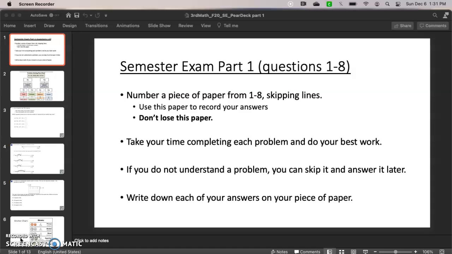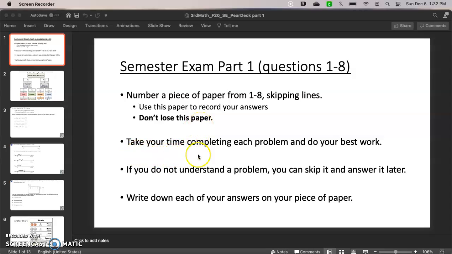Alright, let's read what's on this slide. It says, Semester Exam Part 1, Questions 1 through 8. Number a piece of paper from 1 to 8, skipping lines. Use this paper to record your answers. Don't lose this paper.